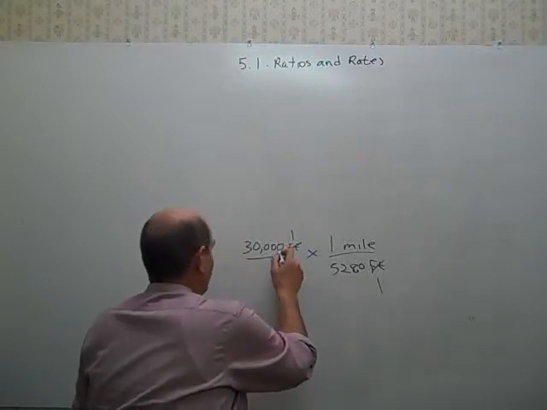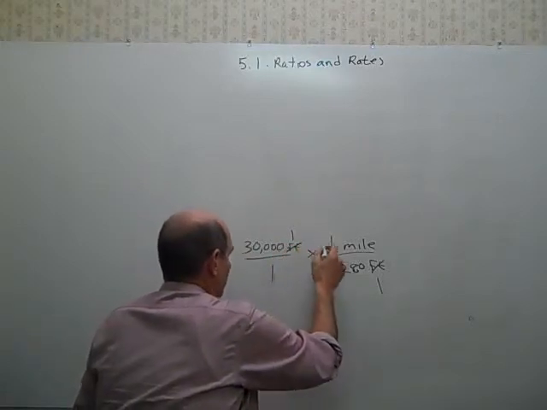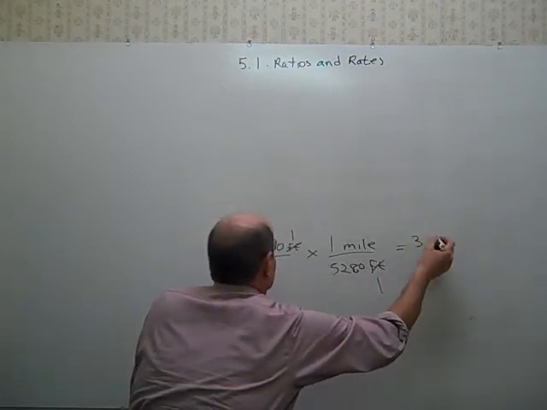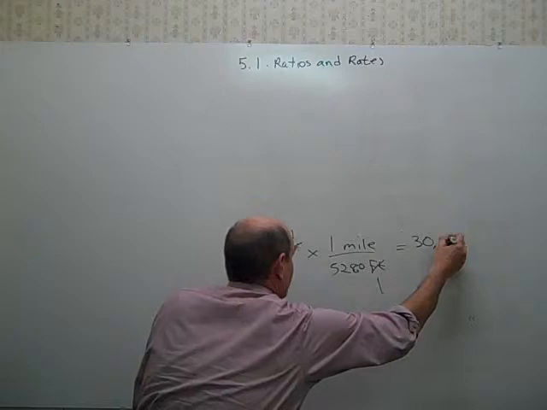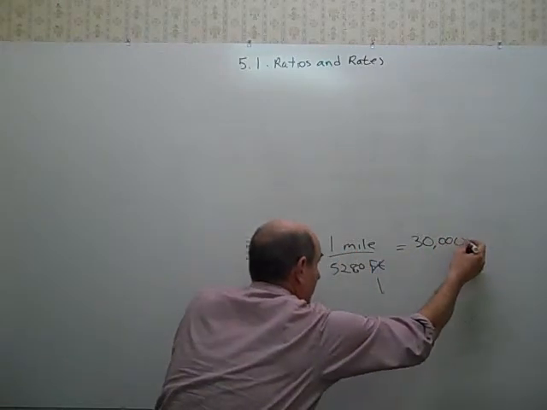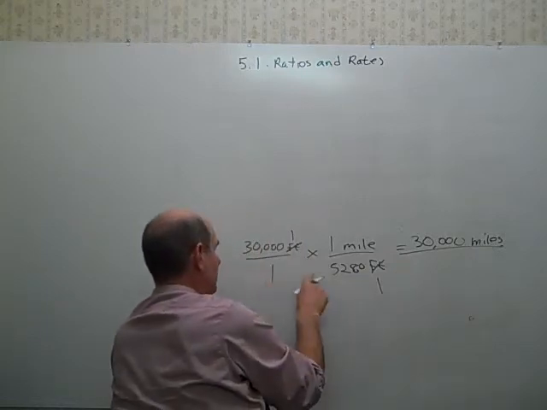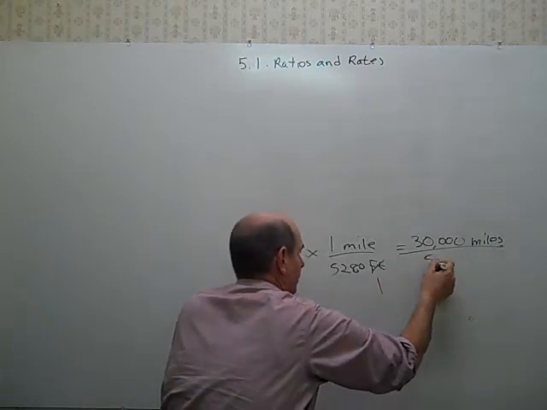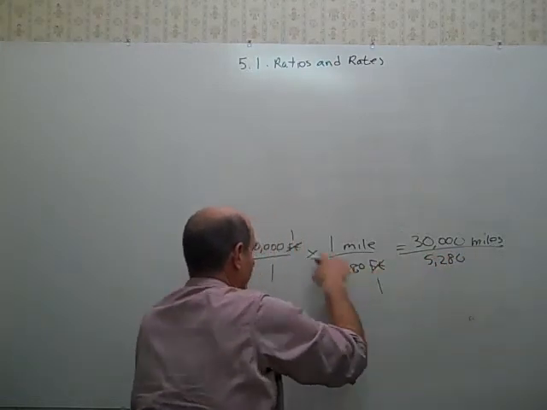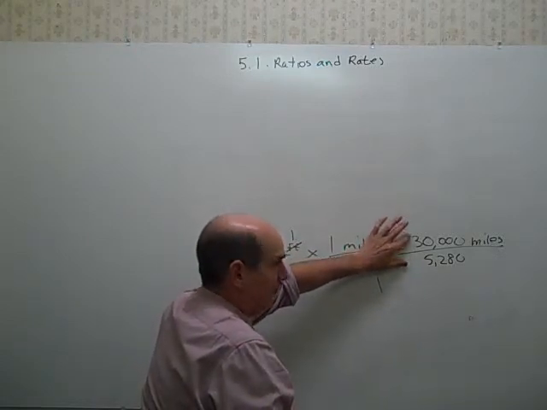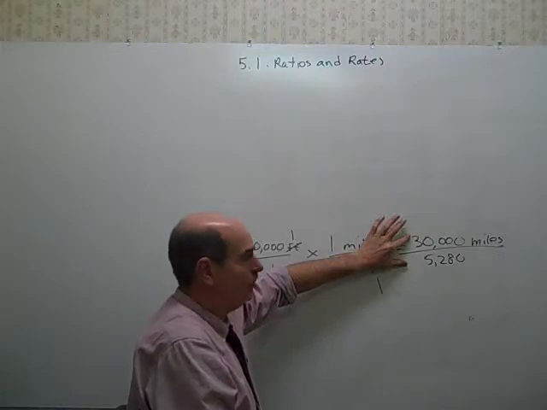And I can multiply 30,000 times 1 times 1. And I get 30,000 miles, because this is important to that label. And 1 times 5,280 with no label now, because these labels canceled. When I do this arithmetic, which I'm not going to do all of, because it's really about the process here.